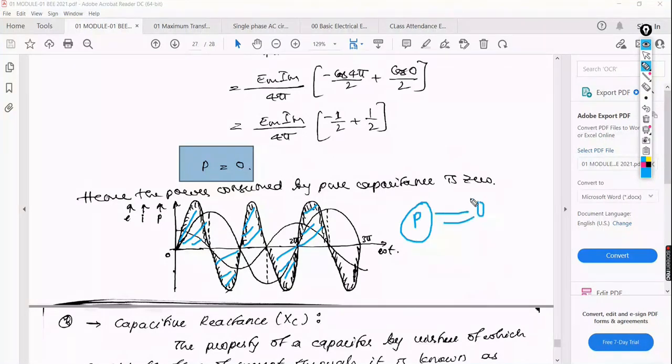The average power consumed by the pure capacitance is always 0. Is this clear?